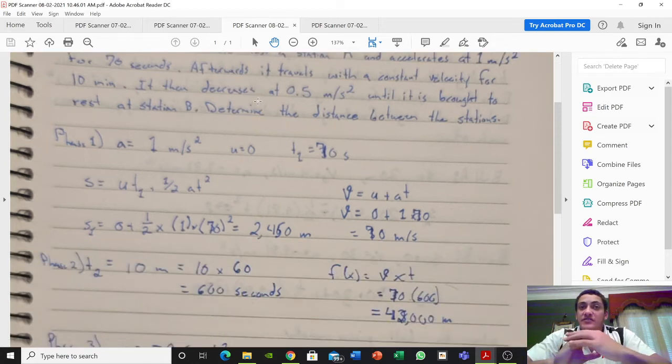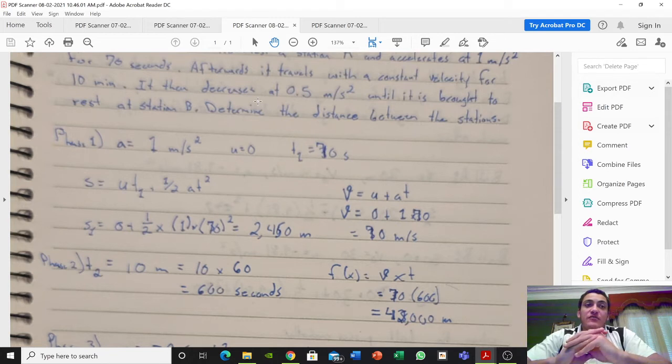So let's divide this into phases. Phase 1: the acceleration a is 1 meter per second squared, and u equals 0. T1, or the time at first, is 70 seconds. So looking at the equation we have here, S equals ut1 plus half the acceleration multiplied by time squared.